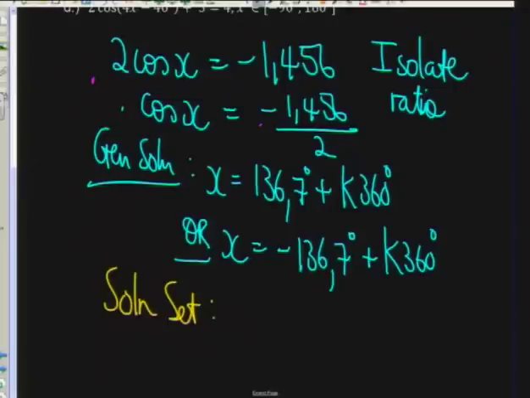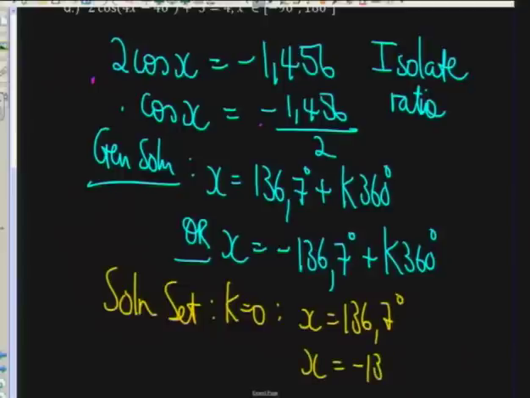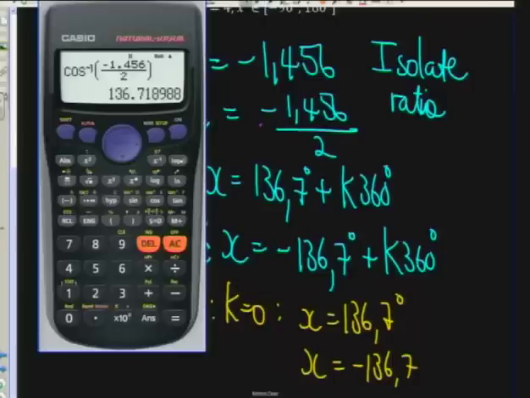And the solution set would be, if k is 0, for example, then I would get x as 136,7, which is within the domain. I would get x equals negative 136,7. Okay? And if I then add plus 360 degrees, I would get 496. So that's too big. It's outside the 360 degrees. So if I minus 360 degrees from that, I get negative 223,3. And that would be okay.